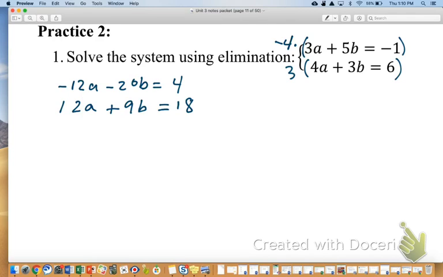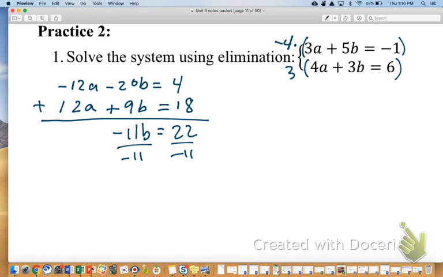Okay. So I'm hoping now, this being our third one, you guys can bring it home from here. So if you haven't already started the process of elimination, please do. So now that we've got this pattern of opposites set up nicely, I would just add, and I would get negative 11b is equal to 22. Solving by division with negative 11, I come up with b equals negative 2. Okay, so I have half my answer.